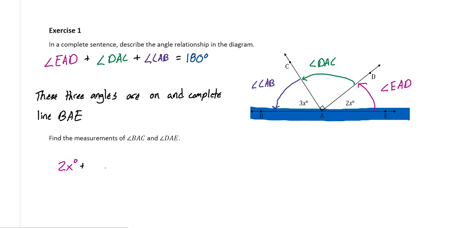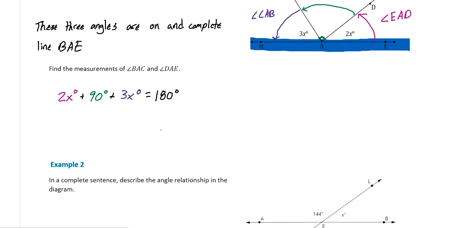Then we have angle measurement DAC. There's no number here, and not even something with a variable, but I do notice this symbol right down there. That means it is 90 degrees. That's the right angle symbol. Then angle CAB has 3x. So those three angles add together equals 180 degrees.